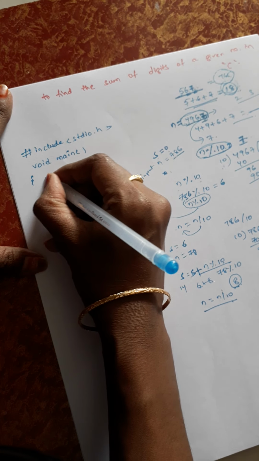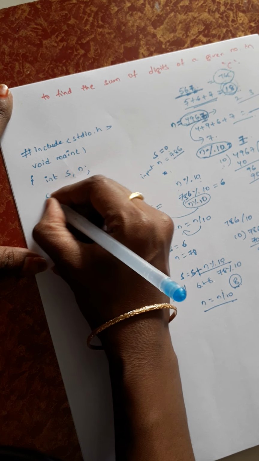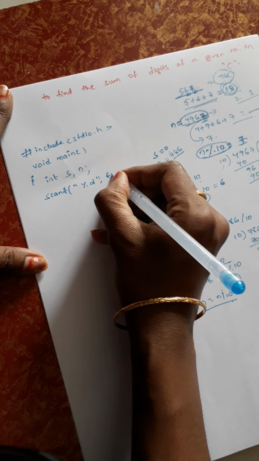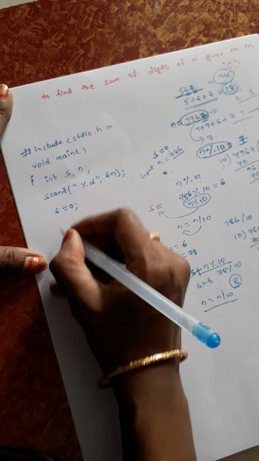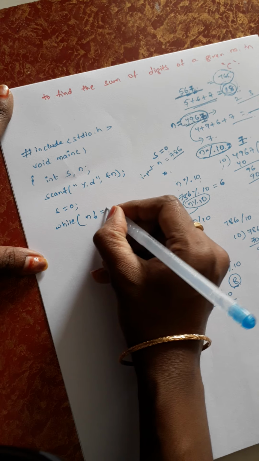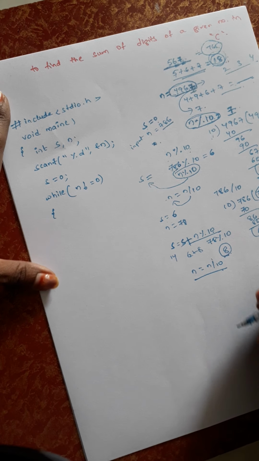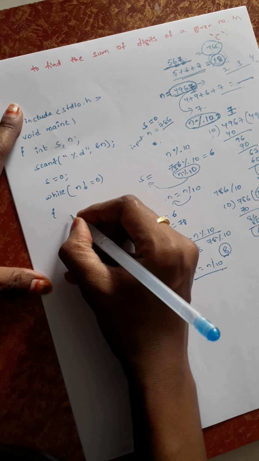Now, what are the variables we require? Yes, n. Now give the input to n: scanf("%d", &n). Next, initially s equals 0. Here we write the condition while n not equals 0, because later the n value becomes less than 0, so that's why n not equals 0. So what is the step here?